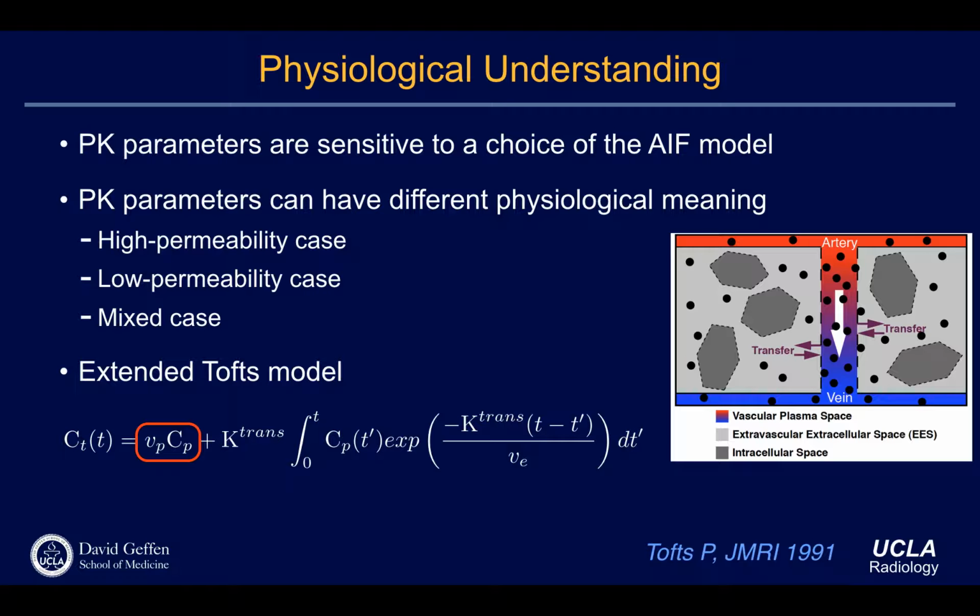So in other words, the standard Tofts model assumes VE plus VI is almost equal to 1, and the extended Tofts model is basically VP plus VE plus VI.